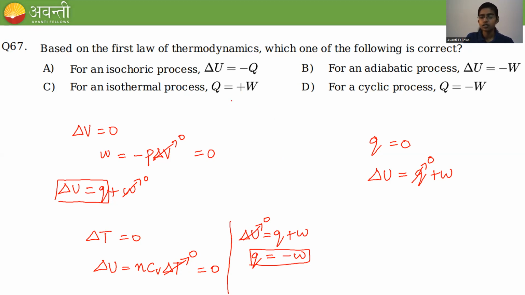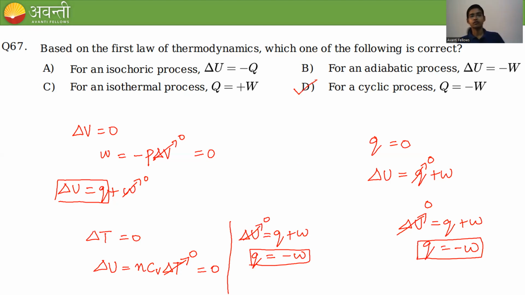Then for the cyclic process. For all cyclic processes, the state functions like internal energy and enthalpy are equal to 0. Delta U is a state function. So in delta U equal to Q plus W, delta U goes to 0, so Q is equal to minus W. For all cyclic processes, state functions like delta U go to 0. From this, we are getting Q is equal to minus W as the correct relation, which is given in option D. Option D is the correct answer for this question.